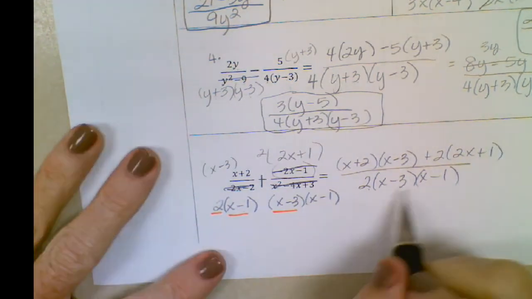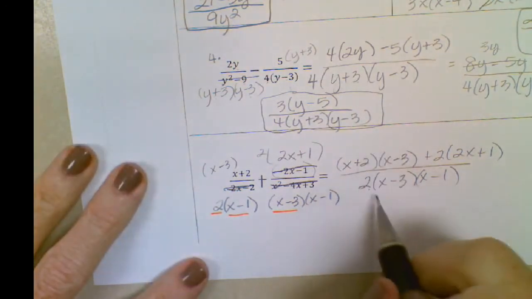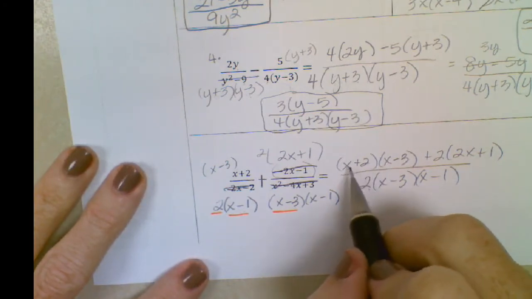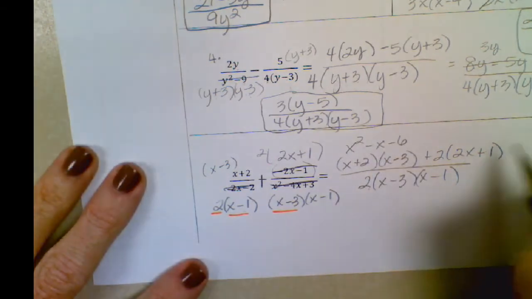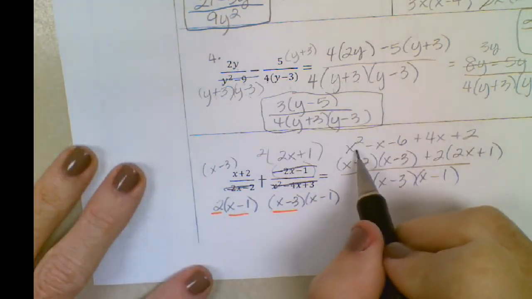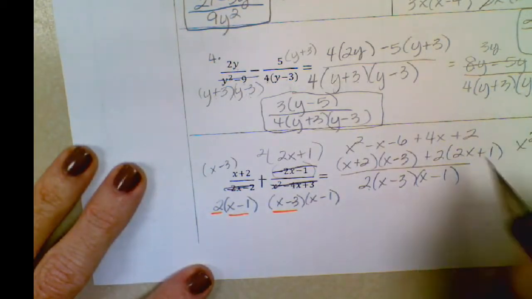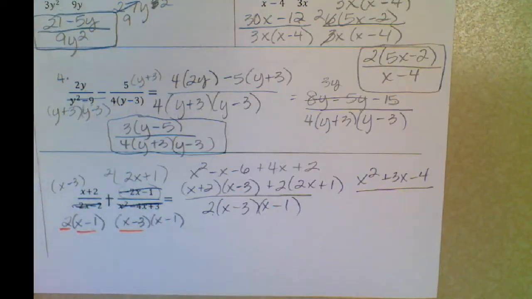So now let's clean this all up. And I don't know that anything's going to factor out, so we're just going to go ahead and multiply everything and see. So let's multiply this together first. We get x squared minus x minus 6 plus 4x plus 2. And get this all cleaned up. So I've got x squared, 4x minus x is 3x, and -6 plus 2 is -4. That's going to be a polynomial that's factorable. Let's clean up the bottom first and get that situated, and then we'll deal with it.